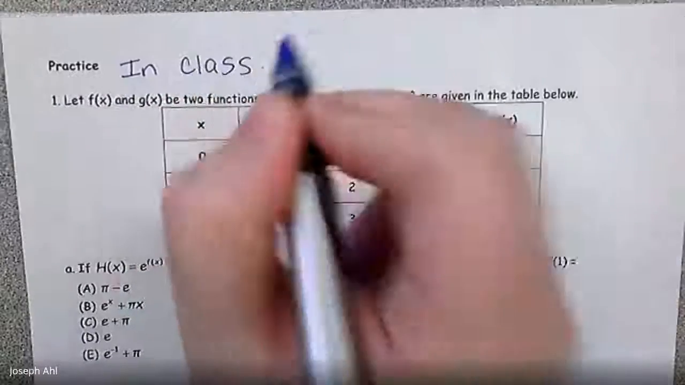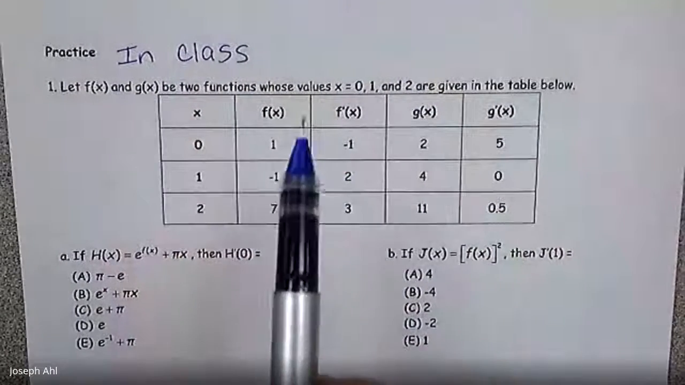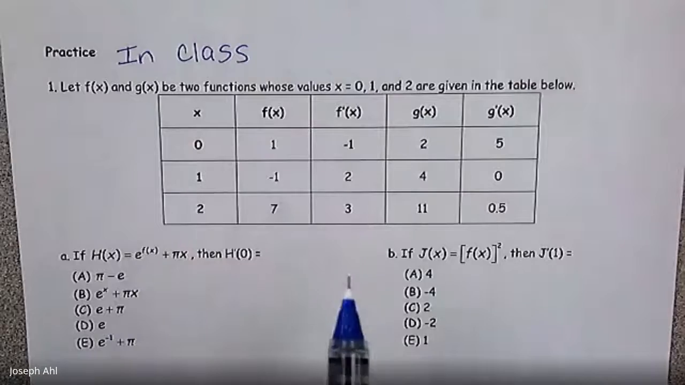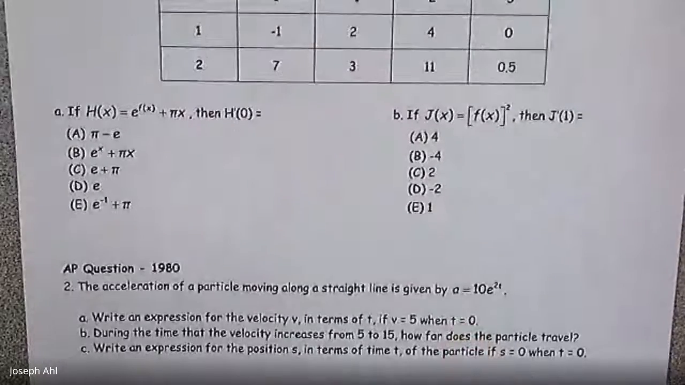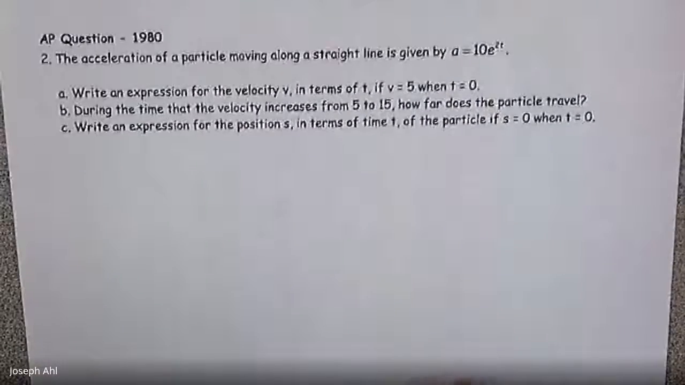So we've got some AP style questions. Here's a chart with some values given for f and f prime, g and g prime. You'll answer some multiple choice. And then a great question from 1980, good old year. I wasn't even born yet. It's about an acceleration that you're given, and we'll read through that tomorrow. I'll give you some time to see how far you can get with that one as well.